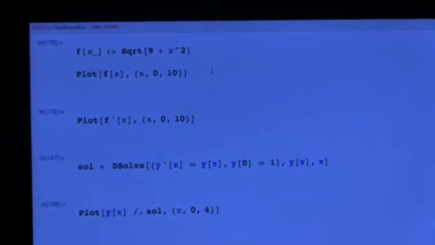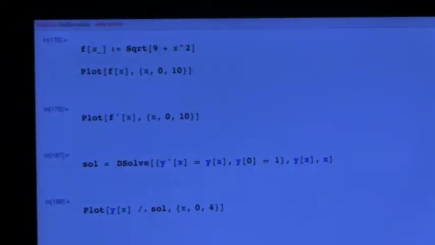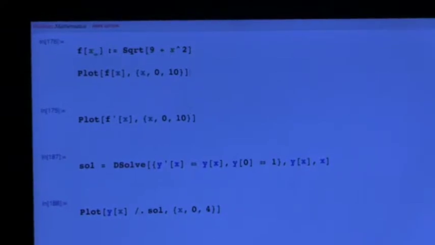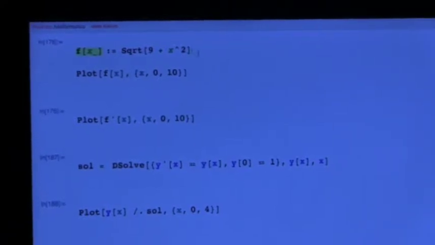Okay, so we're up in Mathematica now. So the first thing we looked at was the square root of 9 plus x squared. So this is how you define a function in Mathematica: f of x with that underscore defined equals this. And then I'm going to plot it from 0 to 10, just so you see what it looks like.